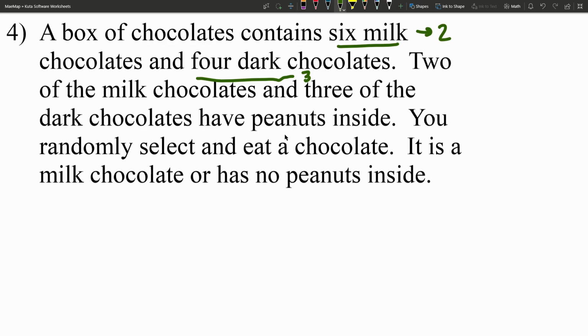And yes, they can, because think about it. If there's 6 milk chocolates and only 2 of them have peanuts, it's totally possible to grab a milk chocolate that contains no peanuts. So because those events can happen at the same time, these events are not mutually exclusive.